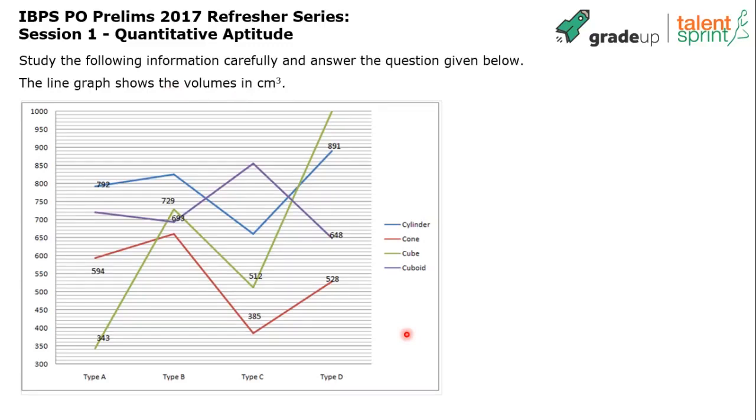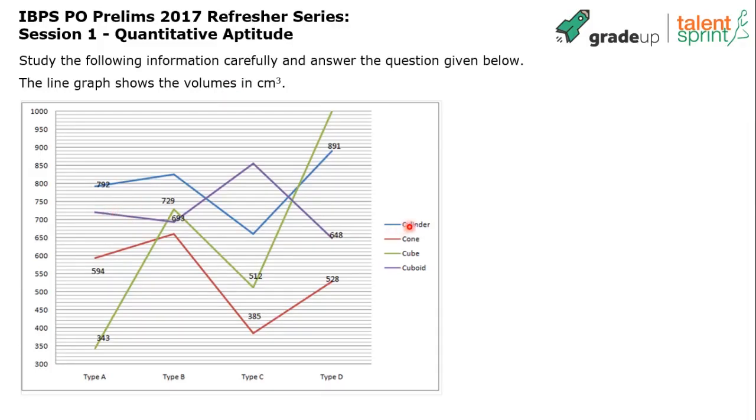I mean, we have got some types here. If you look at the x-axis, we have got type A, type B, type C, type D. The y-axis has got some numbers here, right? So which I'm sure is the volume in centimeter cube as given here. Now there are 4 different lines, right? There's a green line, then there's a red one, there's a purple line, and there's one in blue color, right?